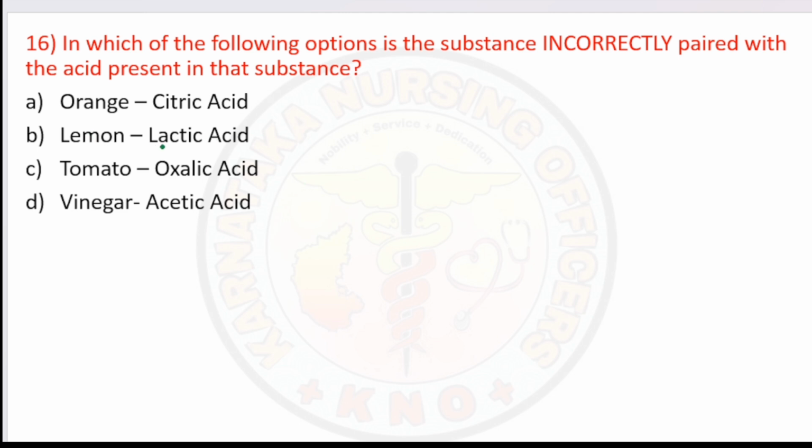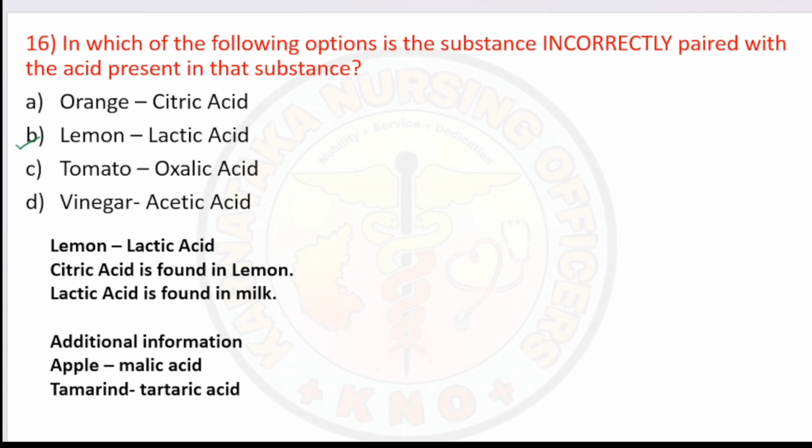So here the incorrect pair is option B, lemon, lactic acid. Orange, citric acid is a correct pair. Tomato, oxalic acid is also a correct pair. Vinegar, acetic acid is also a correct pair. And the wrong pair is lemon, lactic acid, because lemon has citric acid.